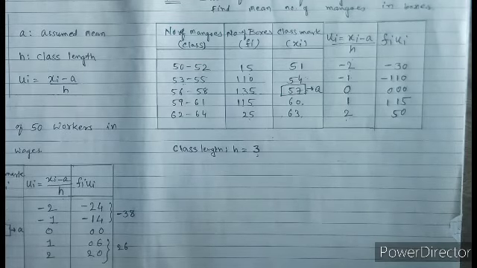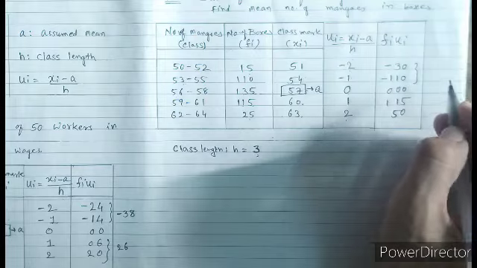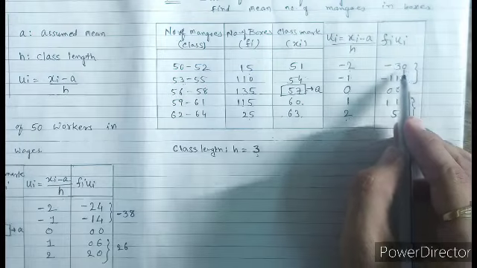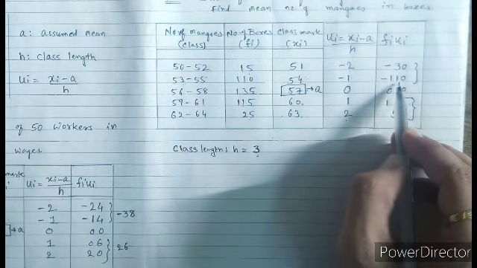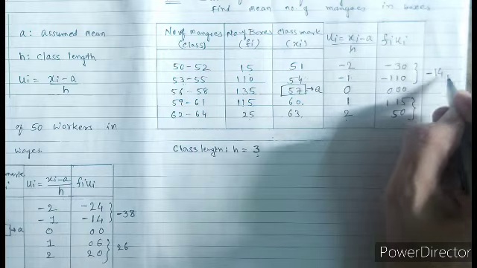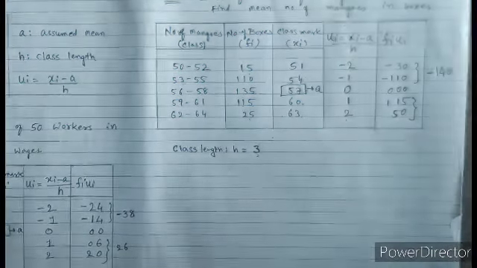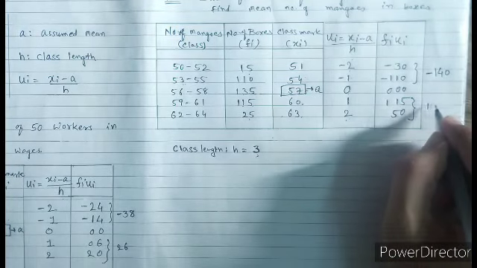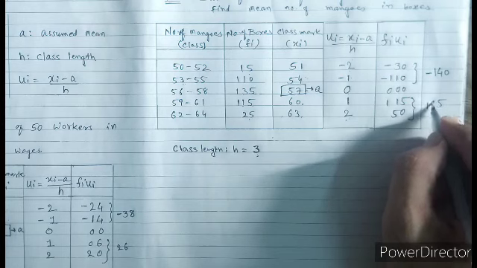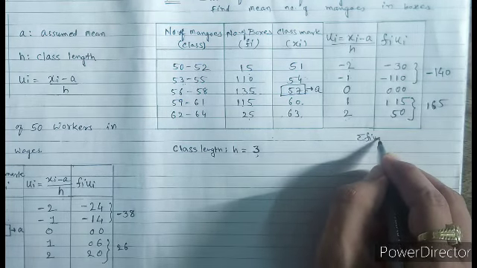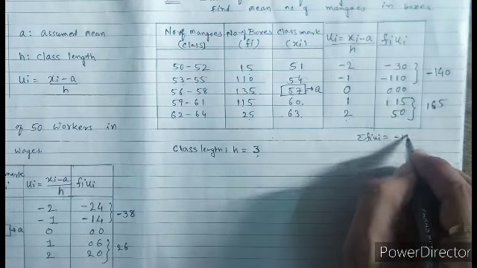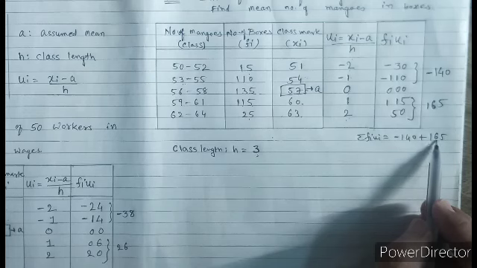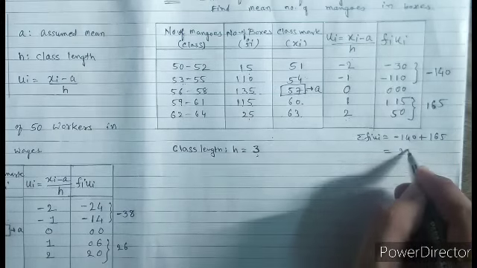Now we have to get sigma fiui. For that, first of all, we will get the sum of all negative terms and then the sum of all positive terms. Here negative terms are minus 30 and minus 110. So their sum will be minus 140. And positive terms are 115 and 50. Their sum will be 165. Now we want to get sigma fiui, that is the sum of these two terms, minus 140 plus 165. Do the calculation. We get 165 minus 140 equals 25.